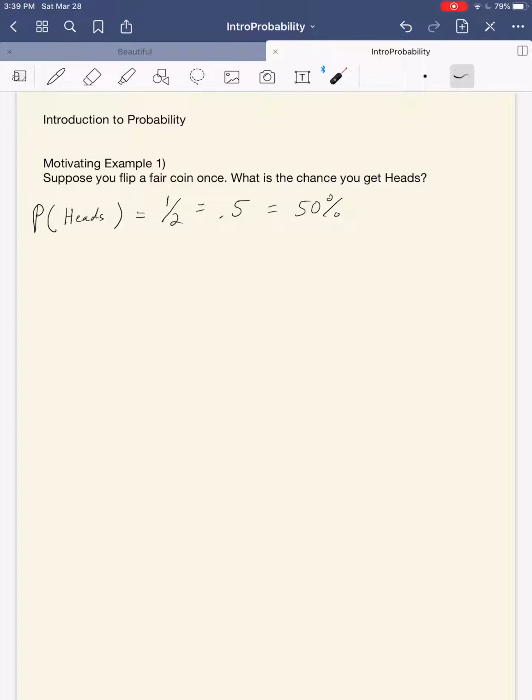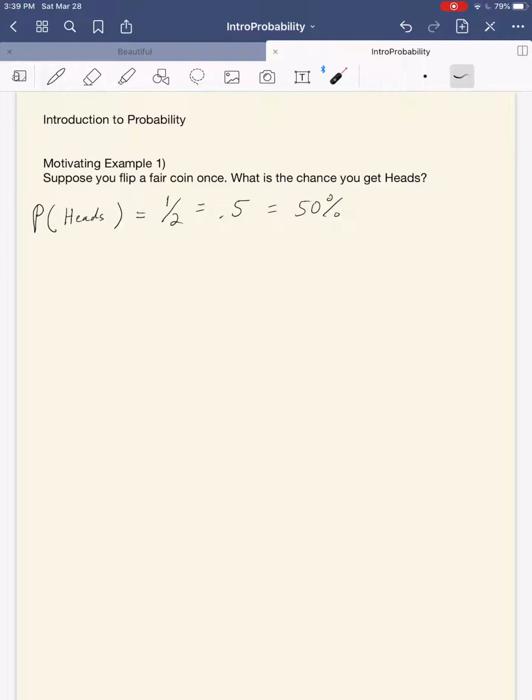Then we say, okay, how many ways do we get what we want? How many ways do we actually get heads? Well, there's only one way that you get heads. So there's only one out of two different things that can happen that give you what you want. So we call that 1 out of 2, which we know mathematically is the same as 0.5, which is the same as 50%.